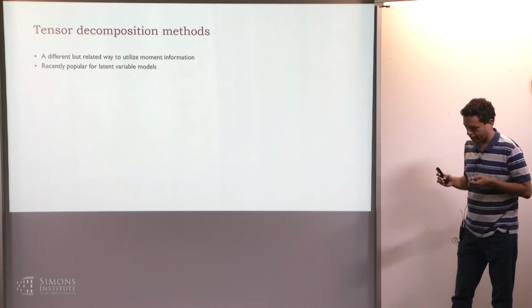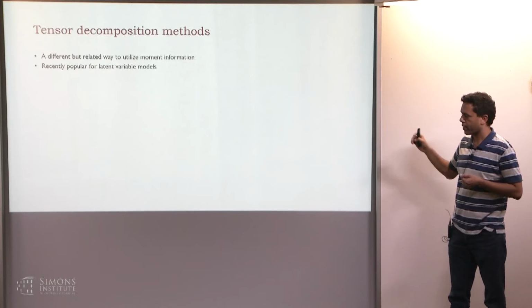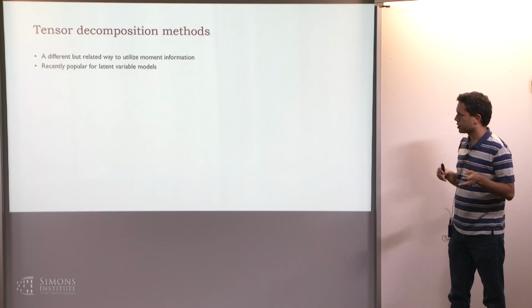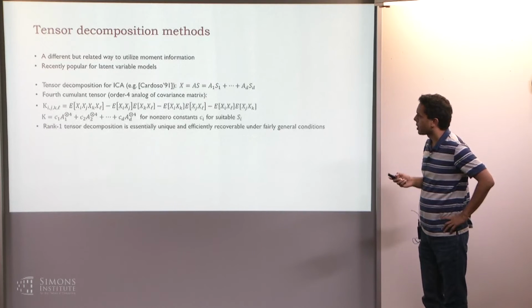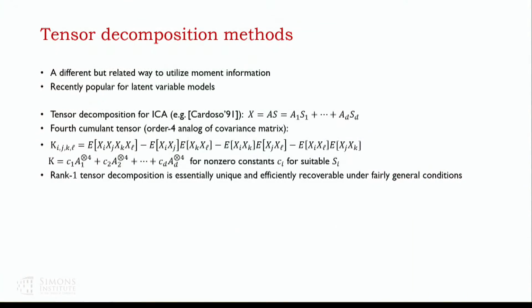So tensor decomposition methods are another way to utilize the moment information. It's not very different from the polynomial optimization technique that we just saw. But they have been very popular recently for latent variable models. So I'm going to skip this part. I was just explaining here an example of how tensor decomposition is used for solving ICA.